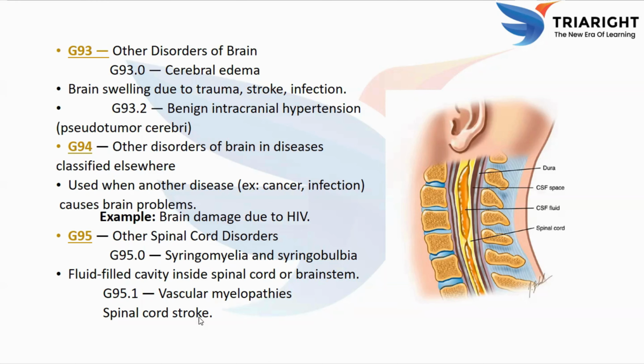So what will be the symptoms of the G95? The pain, muscle weakness, loss of sensation. And at the right side, you can see the picture of the syringomyelia. You can see clearly the spinal cord, the cerebrospinal fluid, the dura mater, and also the cerebrospinal fluid space.